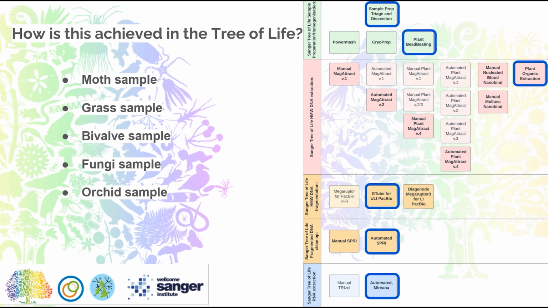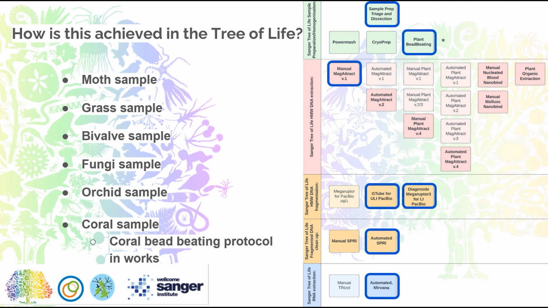And then most recently, we've been processing some coral samples under our ASG project. And for those, there's a little asterisk at the top. We have been bead beating coral, particularly hard coral, but we need to do it slightly differently to how we do plants. So we use different beads and we use different containers. That protocol is in the works. And then depending on how things go, we'll do a manual Magattract, and depending on the yield, we might go for a ULI prep or an HiFi prep.